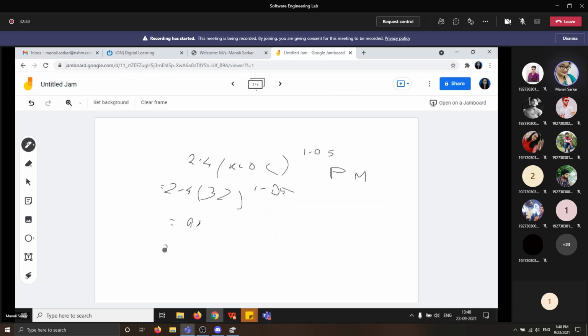So time of development is what? We know that the formula is 2.5 into effort to the power 0.38. This is the time of development. Now we have got the effort as 91, so we will put the value: 2.5 into 91 to the power 0.38. If you calculate it, you will get approximately 14 months. Time of development unit is months. So 14 months. In this way you can calculate.